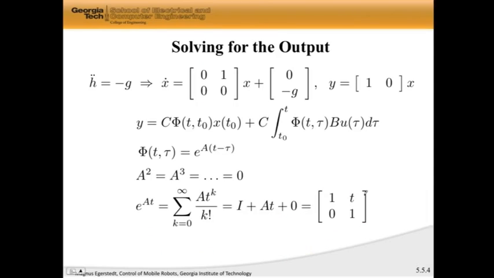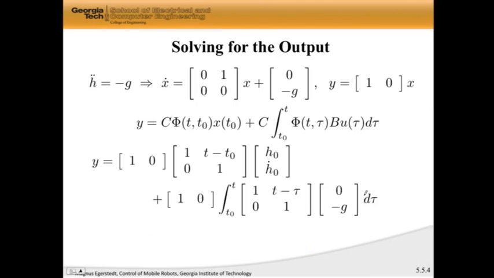So now I should be able to plug this back into the equation for y and get a rather nice-looking expression. So let's do that. Well, here is C, here is the state transition matrix, here's my initial condition, here's this rather awkward-looking integral. Now, we can try to solve that. And if we do that, instead of actually doing the math, I did the math, I encourage you to go home and do that, I'm just going to write down what the solution is.